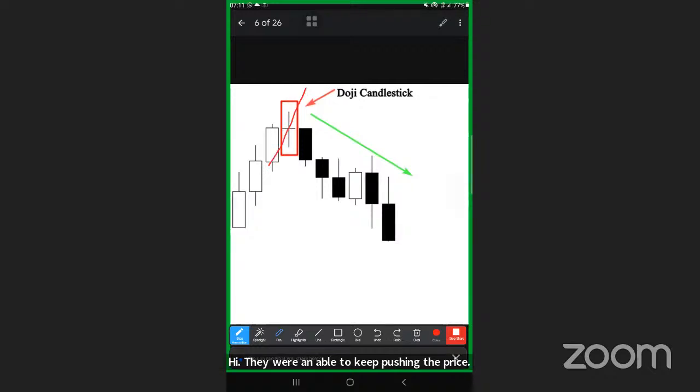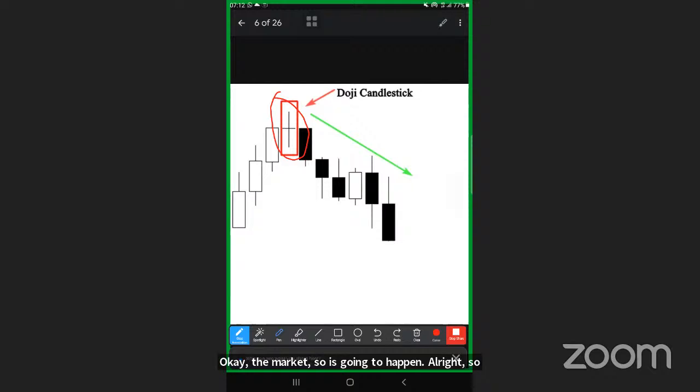All right, yes. So you can see that sellers are coming to push the price to the downside. Okay, so this is a clear indication that a market reversal is going to happen. This is a clear indication that the market reversal is going to happen. All right, so remember this.